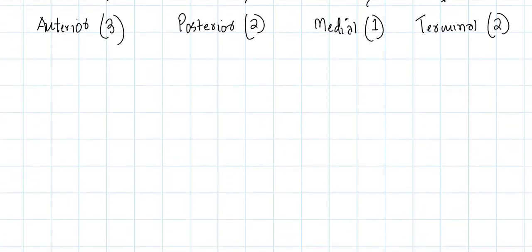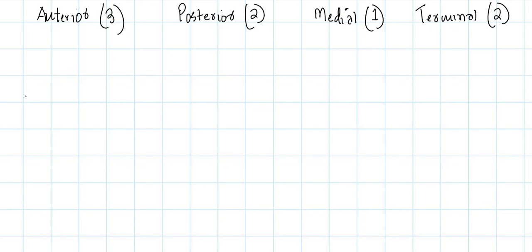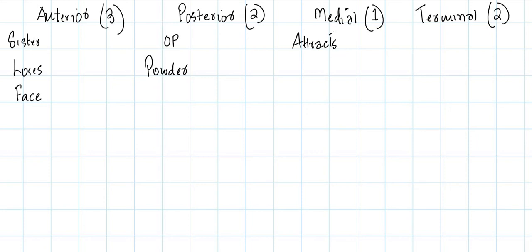The mnemonic is very simple. It is something like this: Sister loses phase of powder. Whenever the sister loses the phase of powder, it attracts medical students. So these are the different branches.